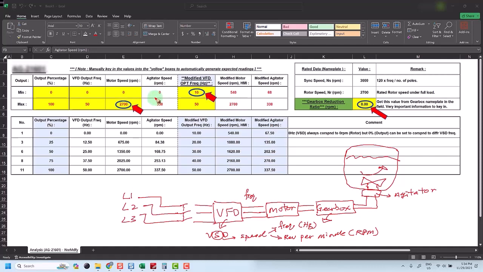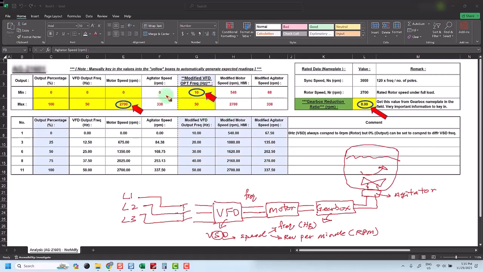Alright, and then it will automatically calculate the corresponding agitator speed. As I said before, the agitator speed also depends on the reduction ratio of this gearbox. So this gearbox reduction ratio is 8. Basically, it will divide the value of the motor speed by 8, then you will get the agitator speed here.